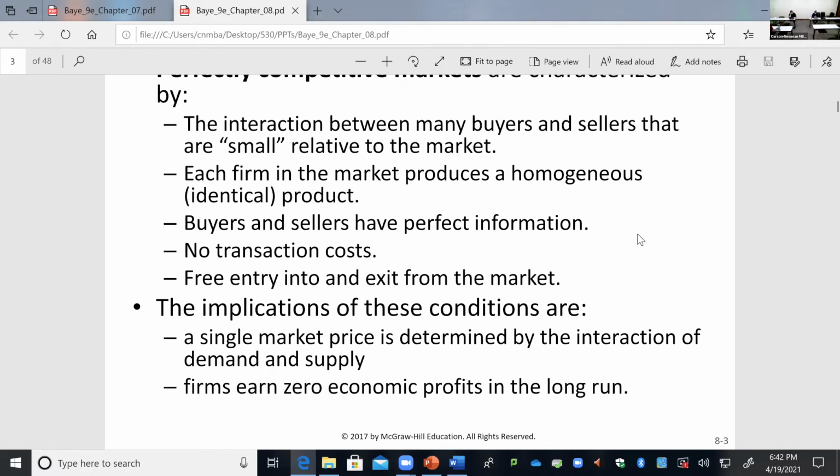Now, buyers and sellers have perfect information. Nobody has an information advantage over their competition. If you did, that would be a barrier to entry, or it would give you a comparative advantage over your competition.